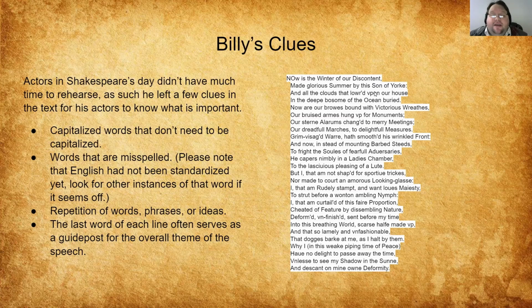In the third line, okay, so this word here, "vipon," that's not "vipon," that's "upon." Printers at the time didn't have a ton of letters for their printing press. So if you see a V where a U would make sense, it's just supposed to be a U. It's just a case of printing at the time.